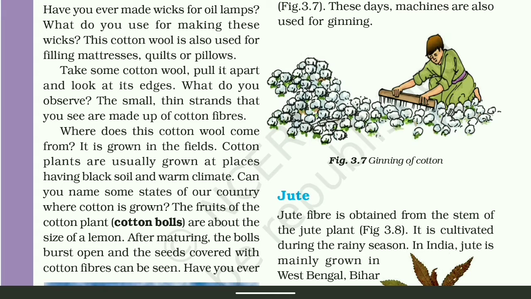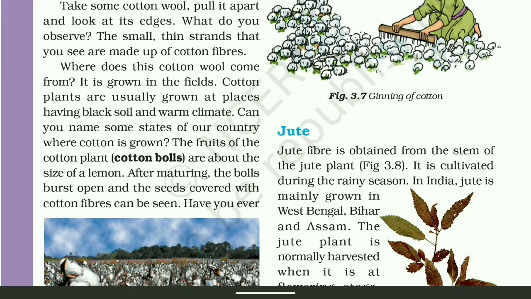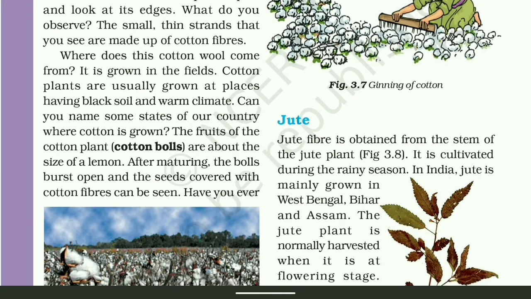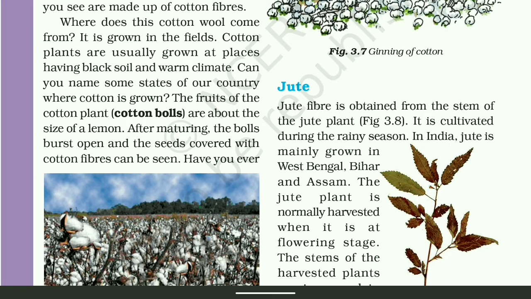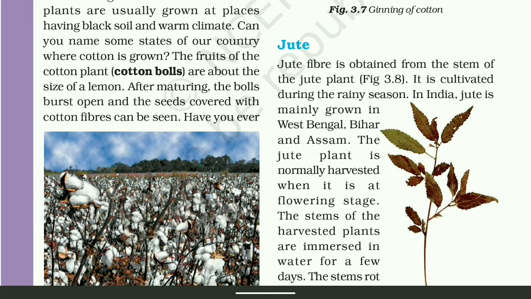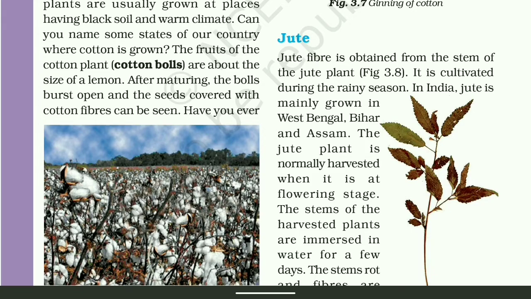Where does this cotton wool come from? It is grown in the field. Cotton plants are usually grown at places having black soil and warm climate. Can you name some states of our country where cotton is grown? The fruits of the cotton plant, cotton balls, are about the size of a lemon. After maturing, the balls burst open and the seeds covered with cotton fibers can be seen.